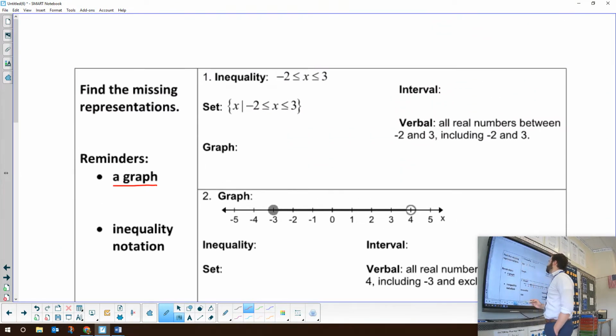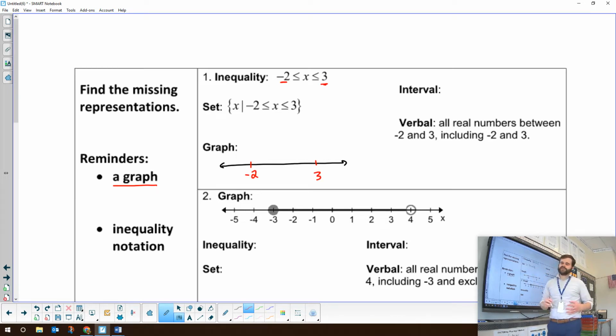So let's take a look here at number 1. So number 1, we have the farthest left my graph goes is -2. The farthest right my graph goes is 3. So I'm going to go ahead and draw my line, and what I'm going to do is I'm just going to put 2 points on that line. I'm going to name the first point -2. I'm going to name the second point 3.